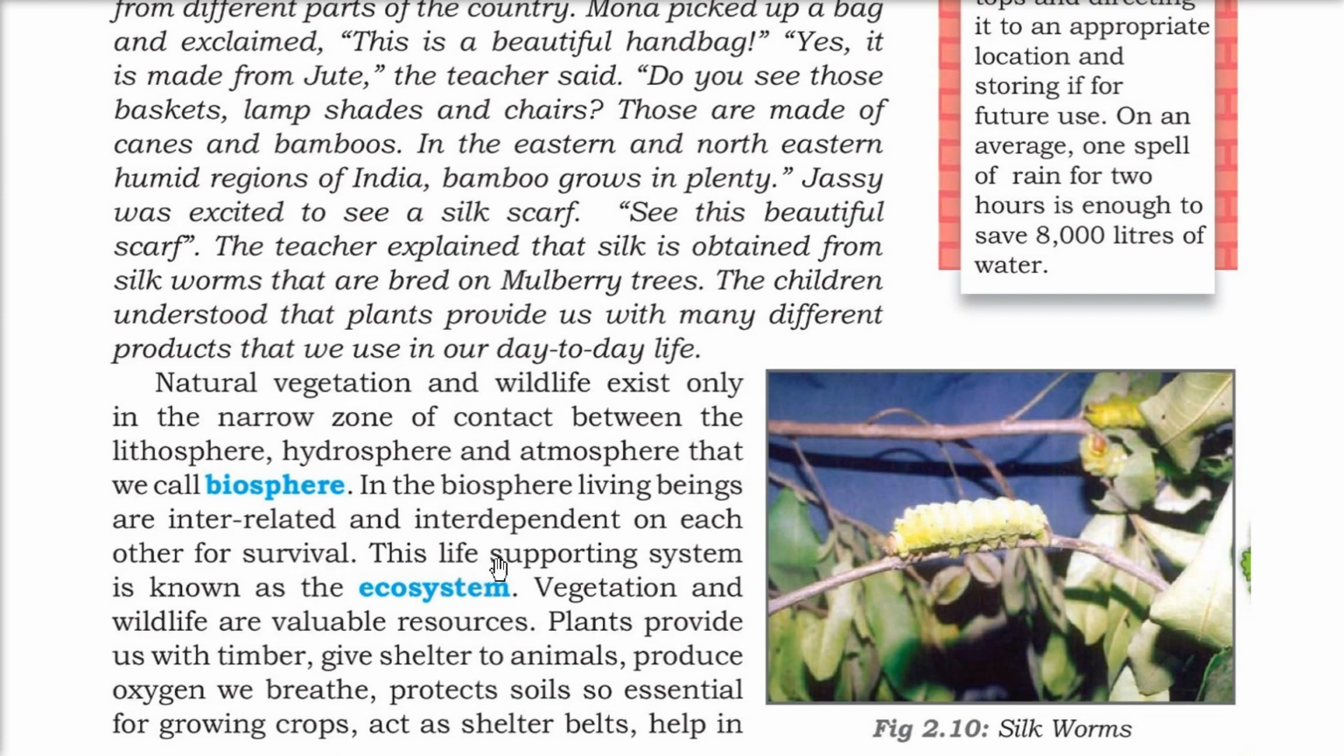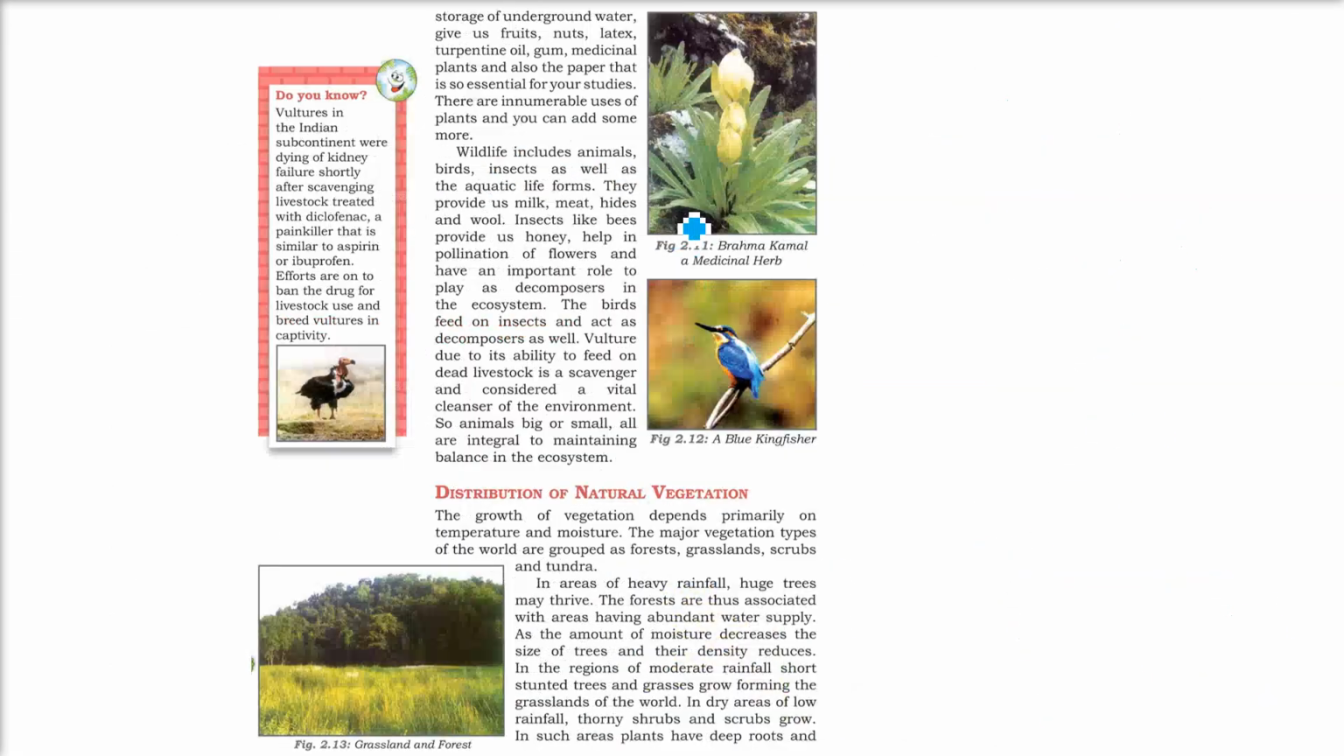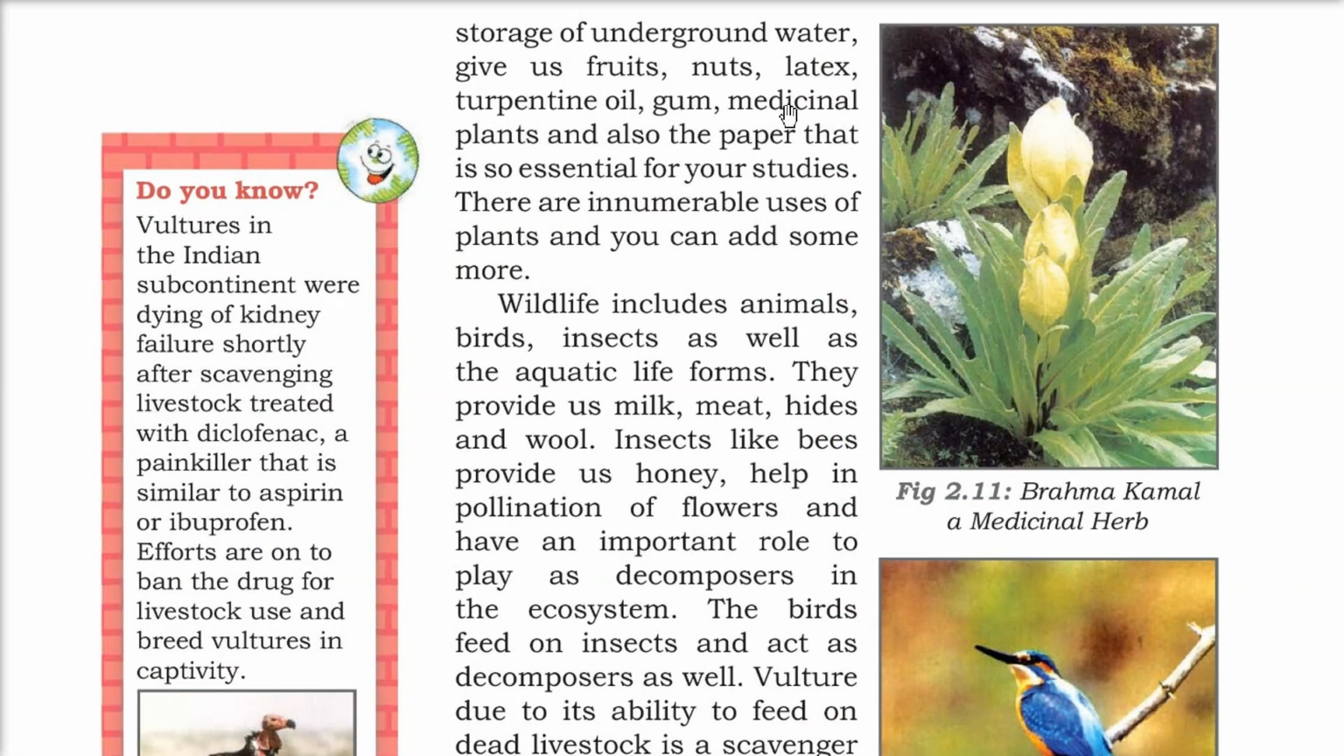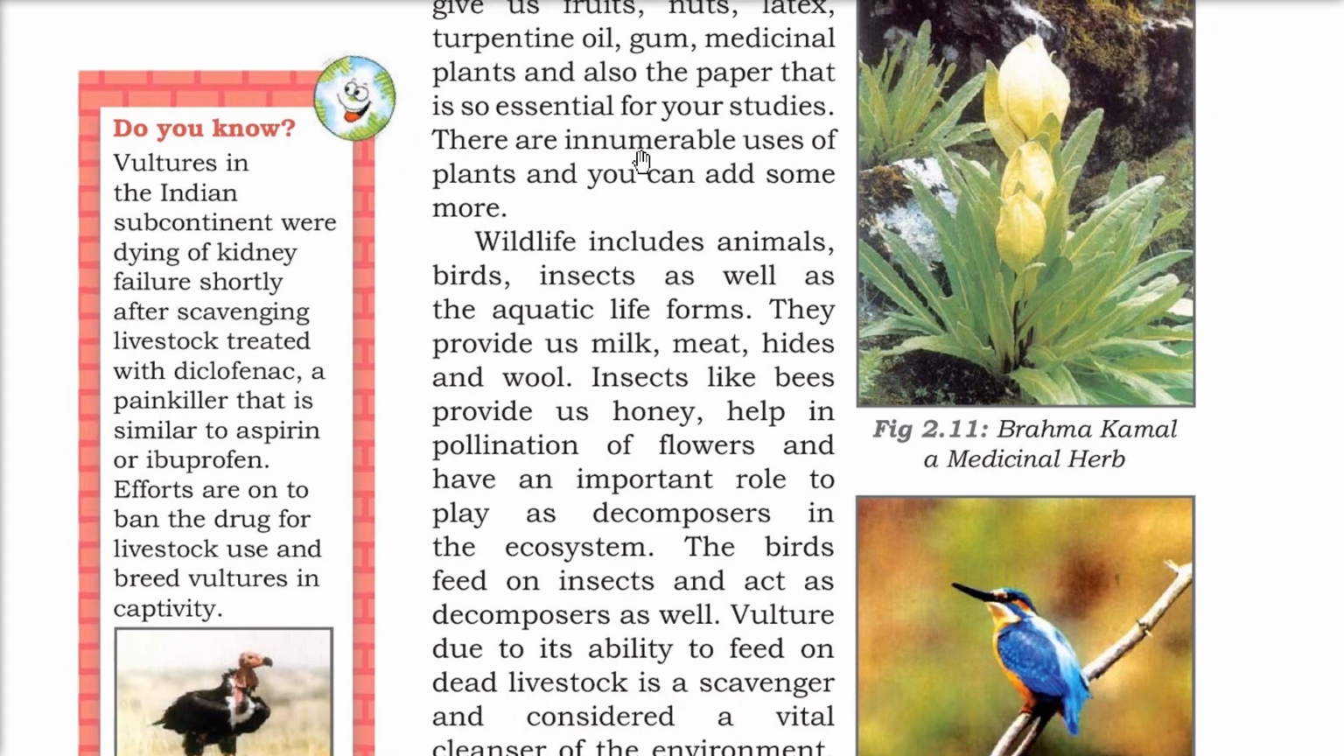Plants can give us everything. They give us timber, shelter to animals, the oxygen we breathe. They protect soil, so essential for growing crops, and act as shelter belts. They help in storage of underground water. They give us fruit, nuts, latex, turpentine, gum, medicinal plants, and also the paper that is very essential. What you are studying, this is paper. There are innumerable uses, I can't just count them. That's why plants are so important for us. You see, this is Brahma Kamal, a medicinal herb.